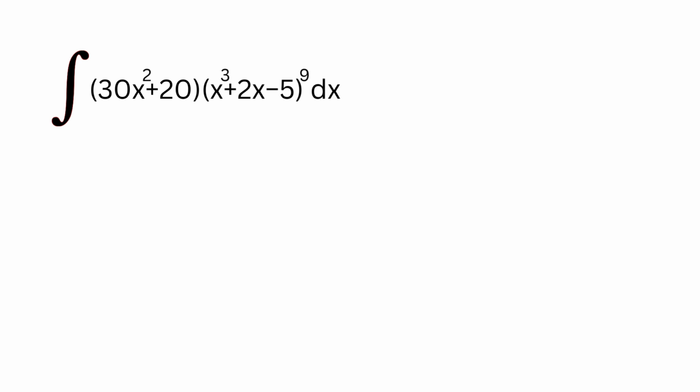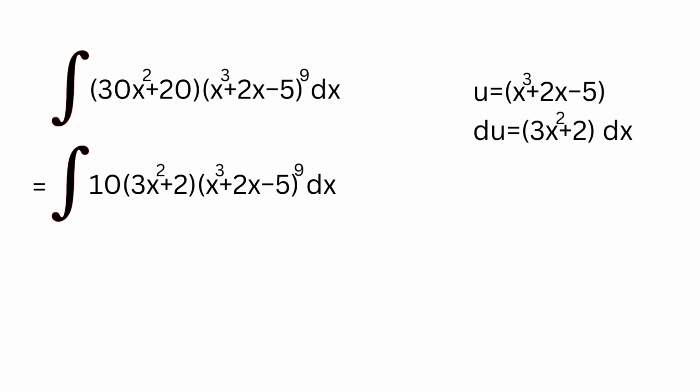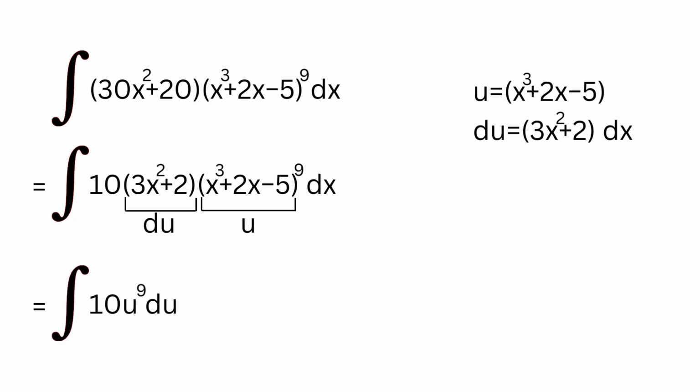So this is our first example, and to solve it, we use the substitution method. Let's say u equals x cubed plus 2x minus 5. So du equals (3x squared plus 2) dx. And this integral can be written as 10 times (3x squared plus 2) times (x cubed plus 2x minus 5) to the power 9. So now we can see the u and the du, and the integral can be written as the integral of 10u to the power 9 du, which is equal to u to the power 10 plus c. Now we replace u, so the final answer will be (x cubed plus 2x minus 5) to the power 10 plus c.